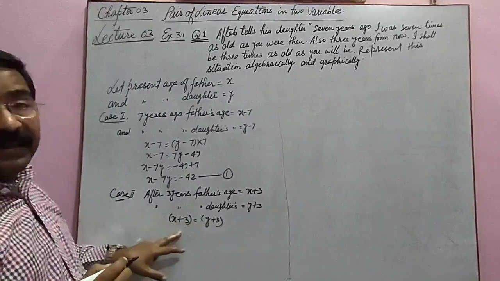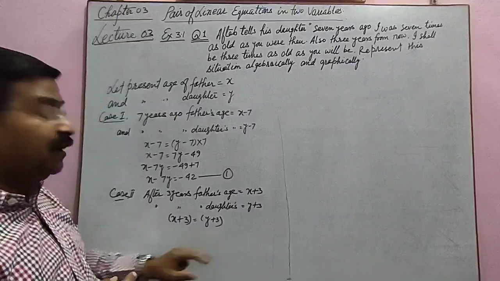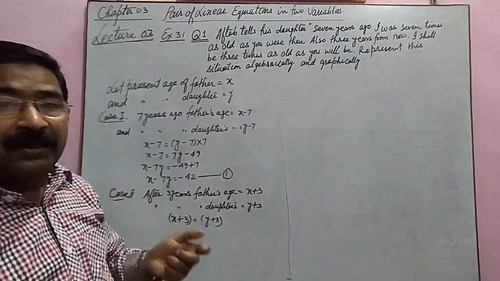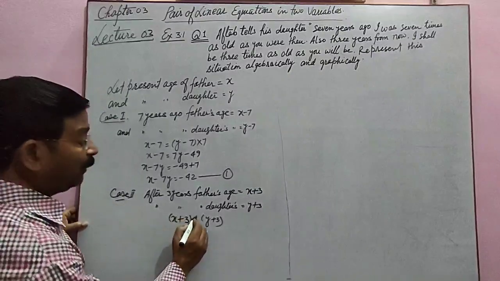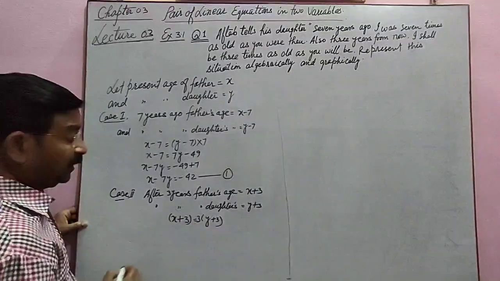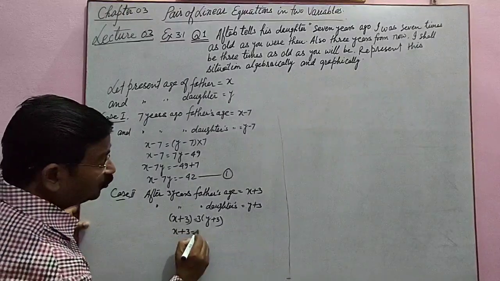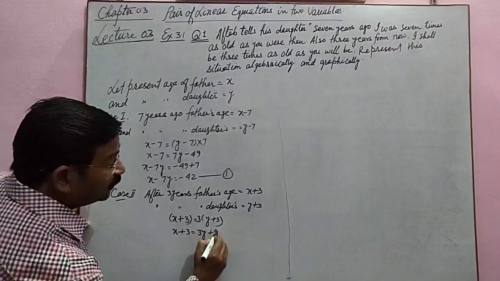Now again father is 3 times. To make them equal, either divide the father's age by 3 or multiply the daughter's age by 3. So I am multiplying daughter's age by 3. Simplify. x plus 3 is equal to 3y plus 9.